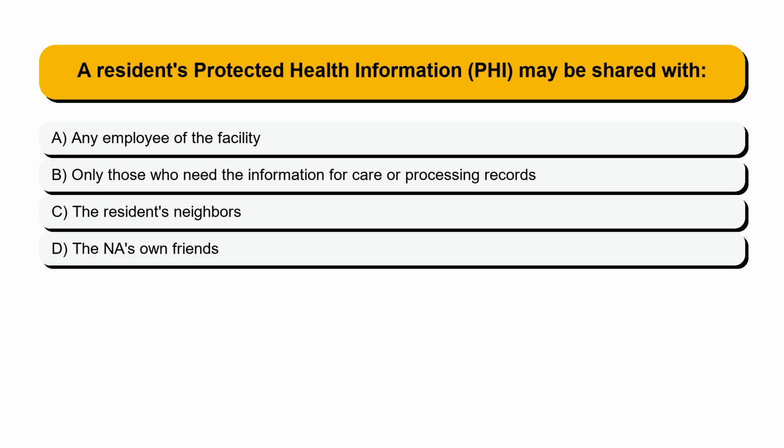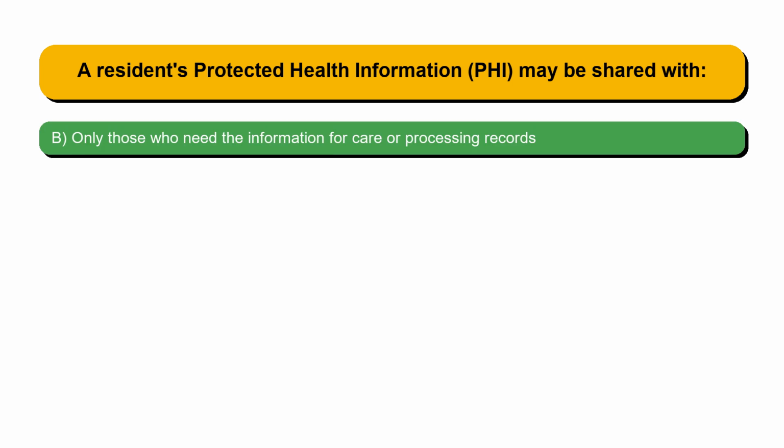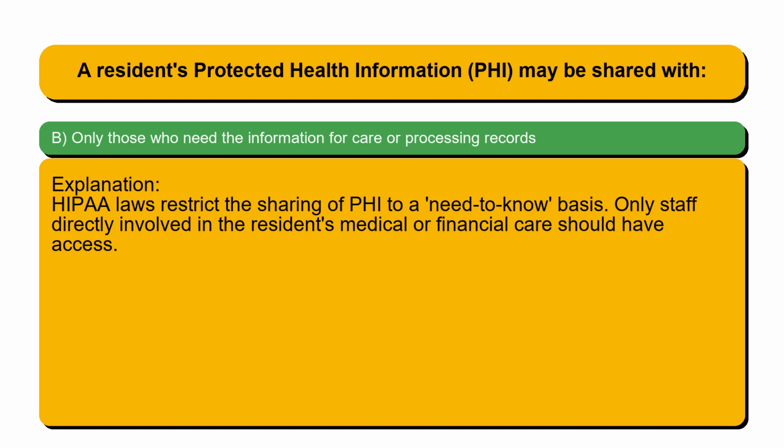Question 80. A resident's protected health information, PHI, may be shared with option A, any employee of the facility. Option B, only those who need the information for care or processing records. Option C, the resident's neighbors. Option D, the NA's own friends. The correct answer is option B, only those who need the information for care or processing records. HIPAA laws restrict the sharing of PHI to a need-to-know basis. Only staff directly involved in the resident's medical or financial care should have access.